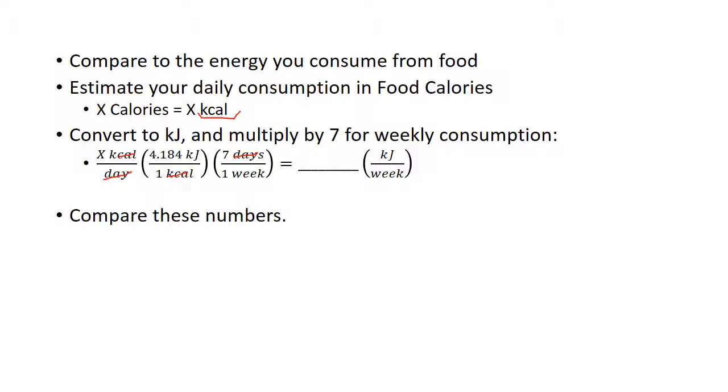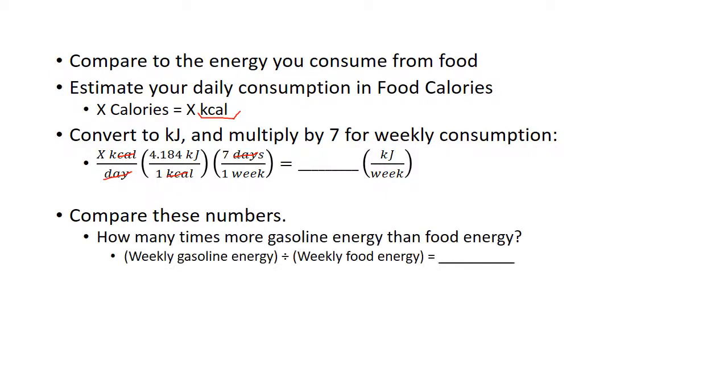Now compare these two numbers. Which is greater and by how much is it greater? So to make the question more specific, how many times more gasoline energy do you use than food energy? So take the number you get for weekly gasoline energy, divide by the number for weekly food energy to get a ratio. And that ratio is how many times more energy do you use in gasoline than you do in food that you consume.